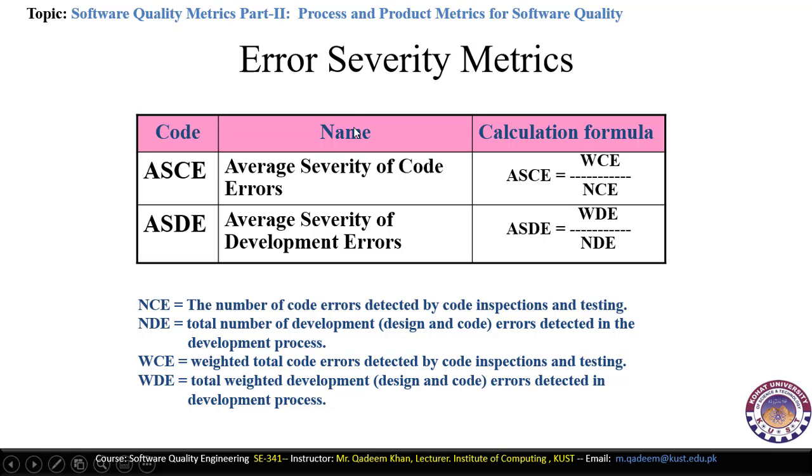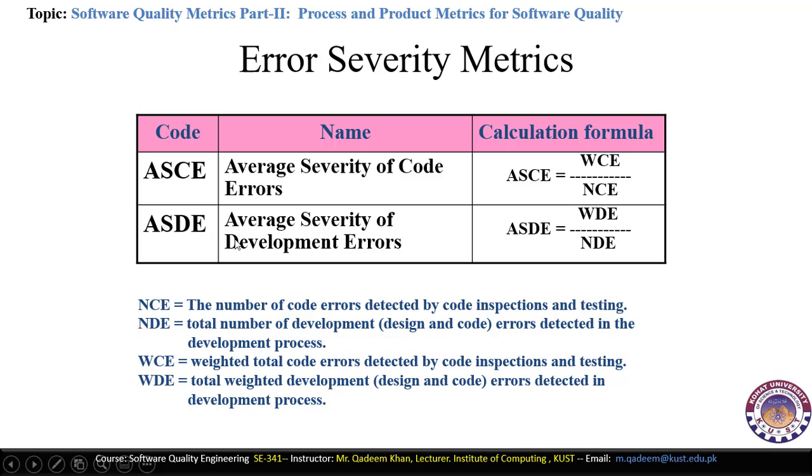Now we also have another set of metrics, the error severity metrics. There are two error severity metrics. One is called average severity of code errors and the second is called average severity of development errors. Here average severity of code errors, ASCE, is equal to WCE divided by NCE, while WCE is the weighted total code errors detected by code inspection and testing, and NCE is the number of code errors detected by code inspection and testing.